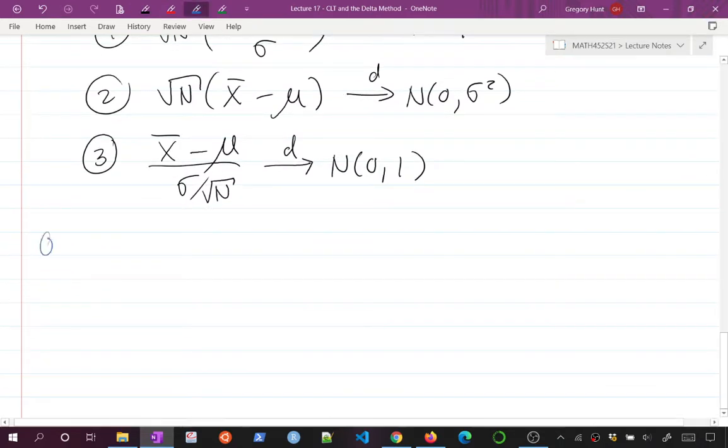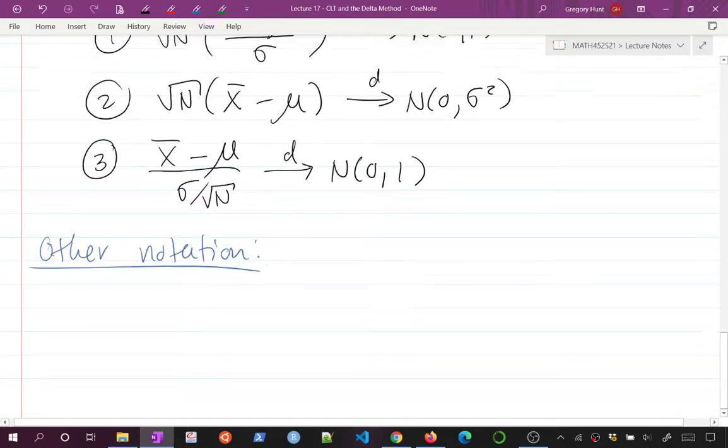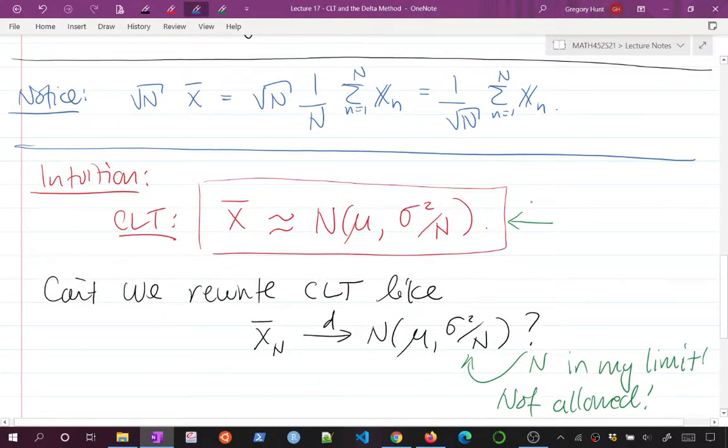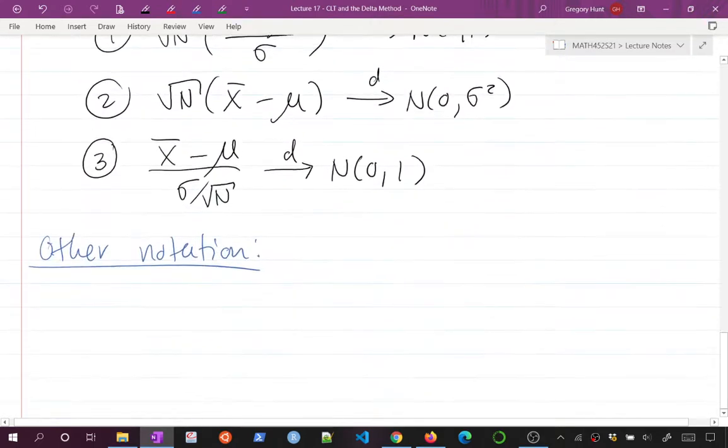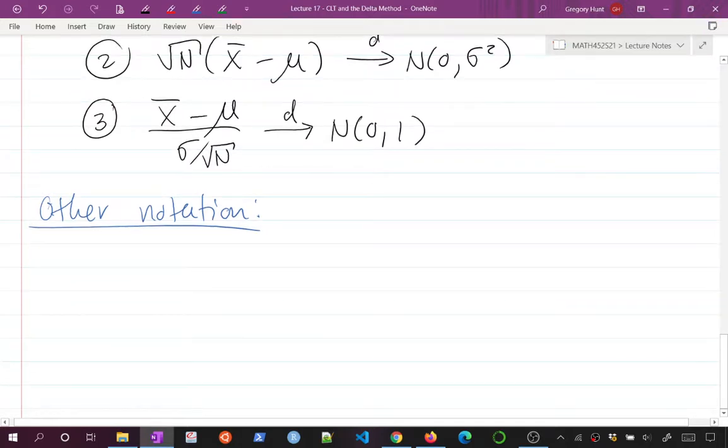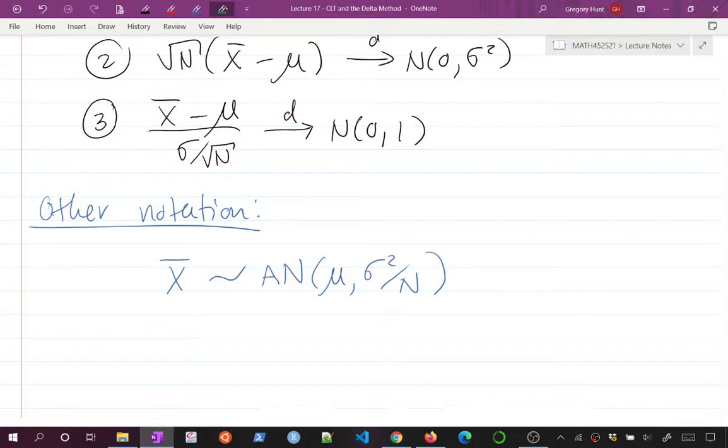Any of those are proper ways of writing the CLT. Some other notation: people like this first way of saying, well, it's approximately this, you can define a kind of approximately normal thing. So what you could say is that some people write x bar is distributed asymptotically normal with a mean mu and a variance sigma squared over n. So this is called asymptotically normal.